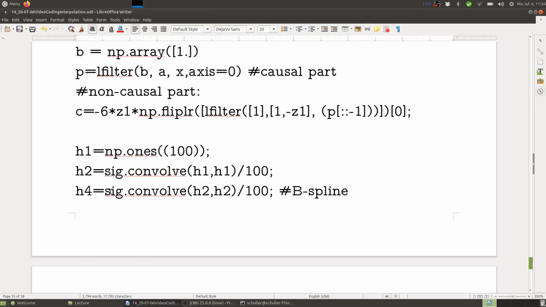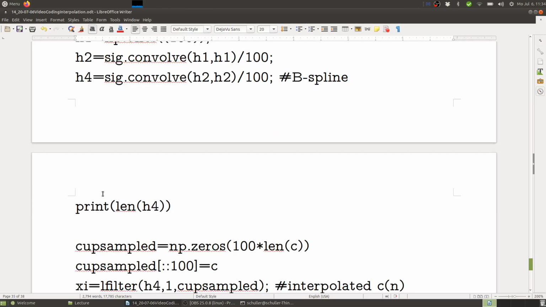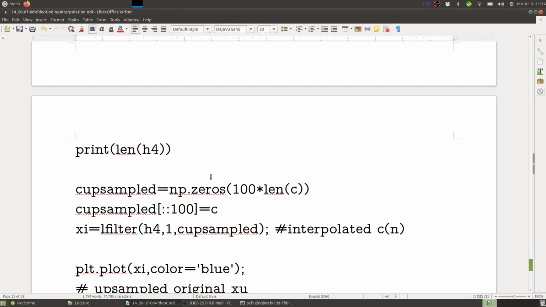Yeah, so then we can do the spline interpolation for this compensated image. So here I'm computing the B-spline, now with space steps of 1/100th. So here we have the total length, which should be close to 400. Then here we have our upsampled compensated image C.